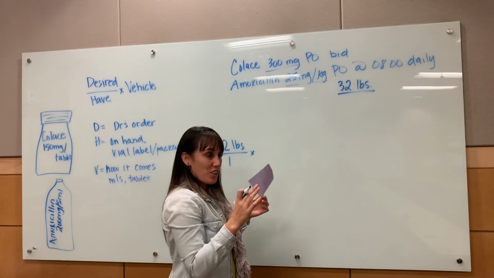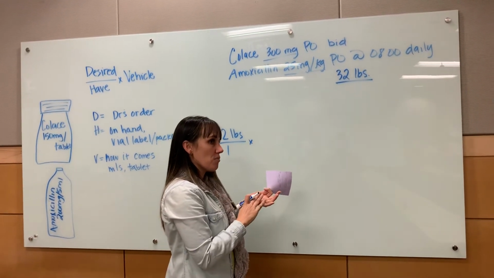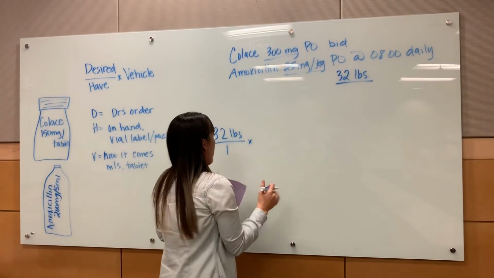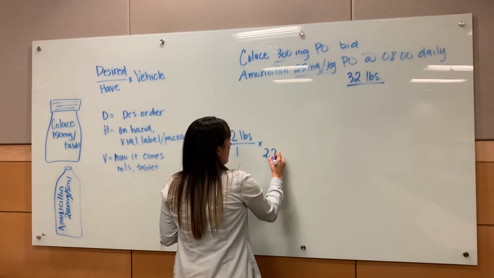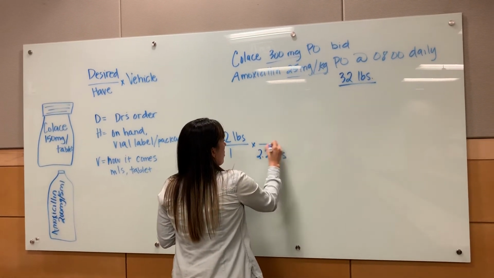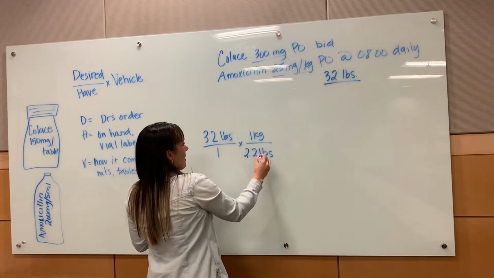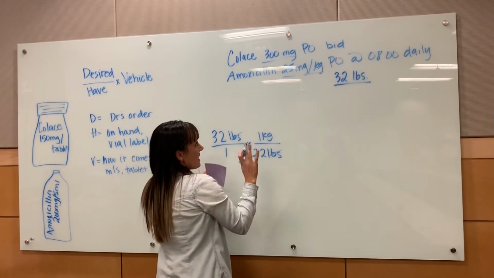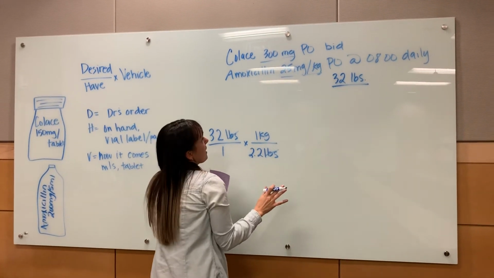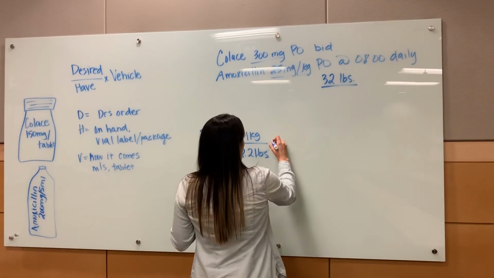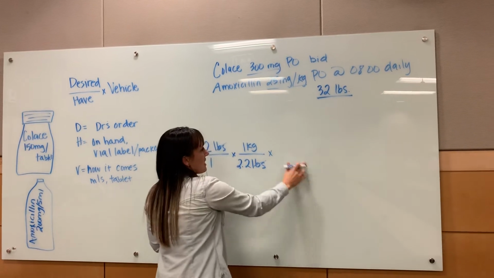So we have our normal measurement equivalence, which is 2.2 pounds equals 1 kilogram. You know that. So I'm going to put 2.2 pounds over 1 kilogram. Okay, now I can get rid of the pounds. Now I still don't really want kilograms. I want to end up with mils. So I'm going to put kilograms down here.